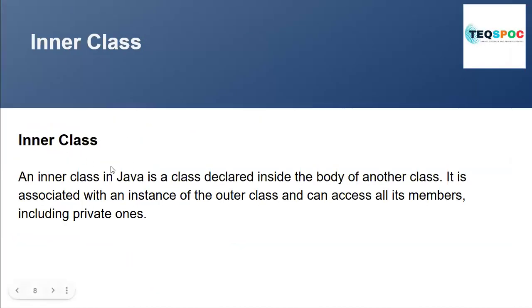What is basically an inner class? You can also call it a nested class. An inner class in Java is a class declared inside the body of another class. It is associated with an instance of the outer class and can access all its members, including the private ones. This means if you create one class A, and inside class A you create one more class B, that is called an inner class or nested class. So that class B can access the variables and methods of class A.